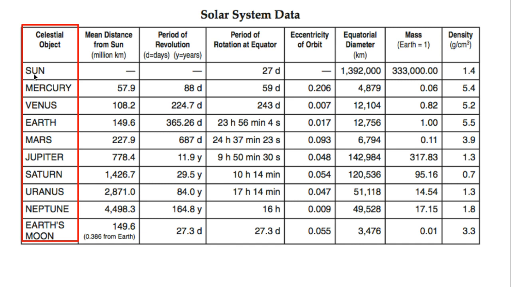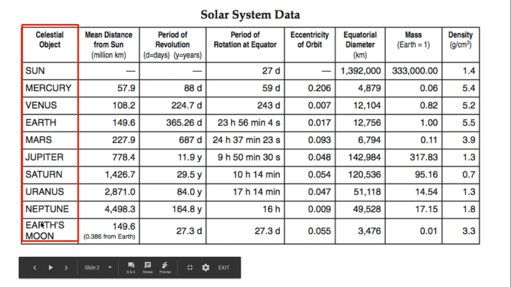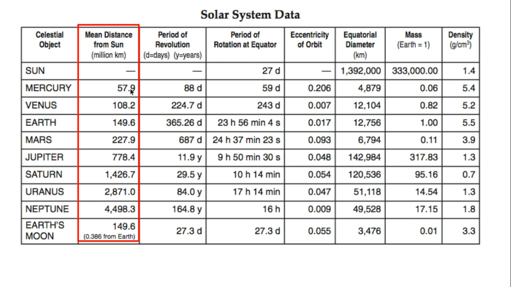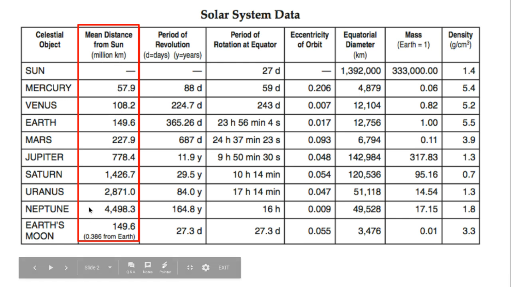From the sun moving out, this shows all the major objects in our solar system, Mercury being the closest planet to the sun, Neptune being the furthest away. And then the very last thing here is Earth's moon, and I'll give you some data on that as well. The mean distance from the sun in kilometers, again, Mercury being the closest, has the smallest distance to the sun in millions of kilometers, and Neptune being the furthest has the greatest distance in millions of kilometers.